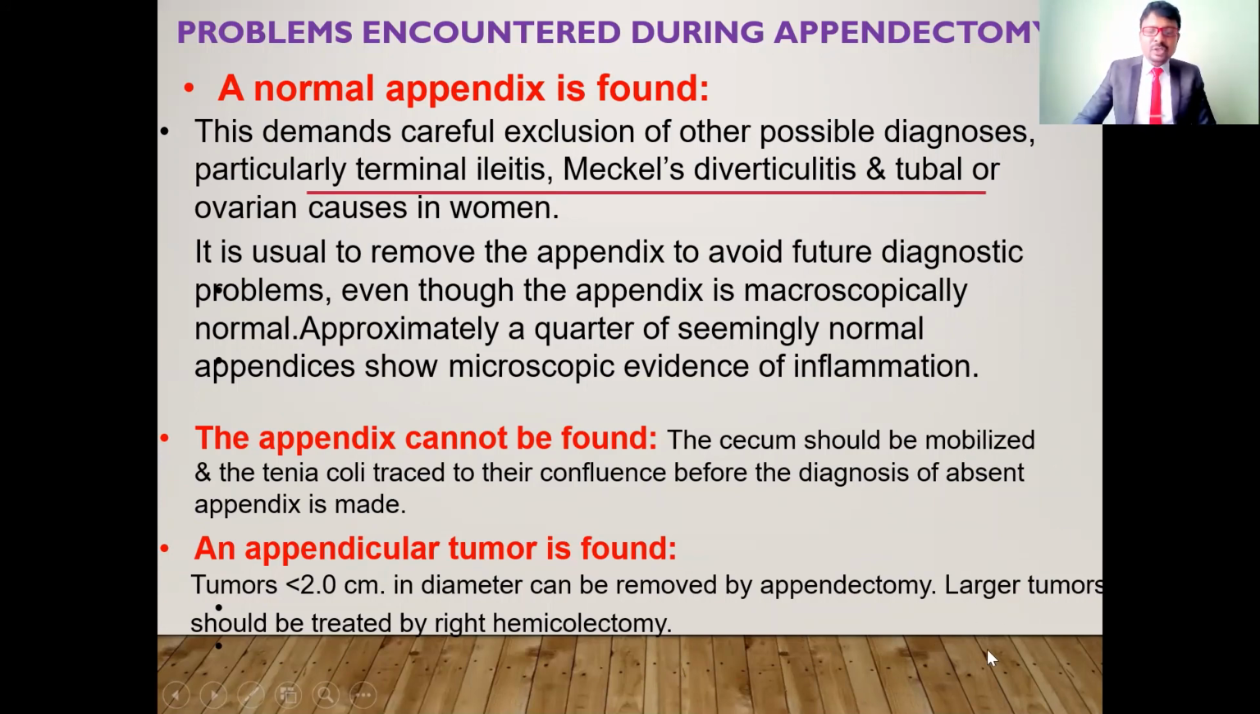And also larger tumors should be treated by right hemicolectomy. That means in case of severe or larger tumors, it's a hemicolectomy. So half of the colon has to be removed, otherwise it may spread to other parts of the body. So that is in case of malignancy.